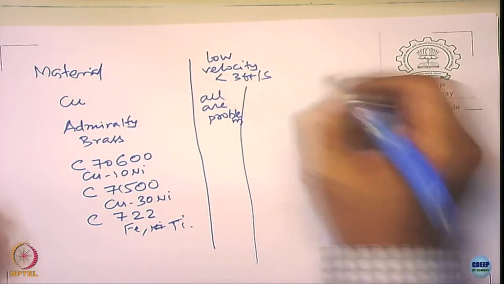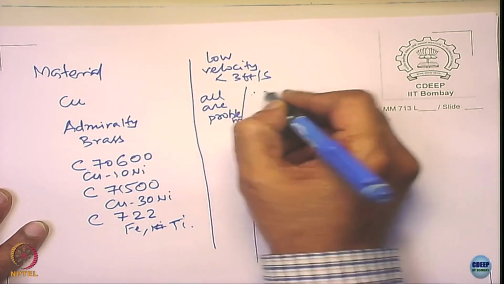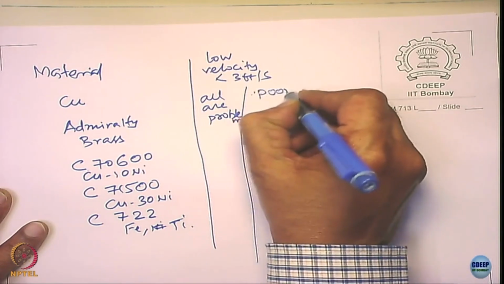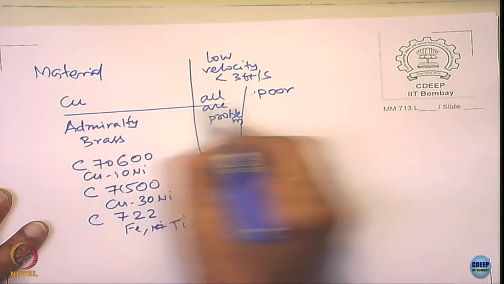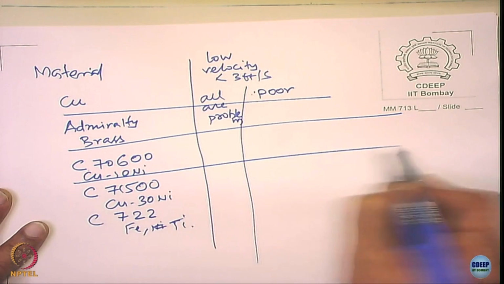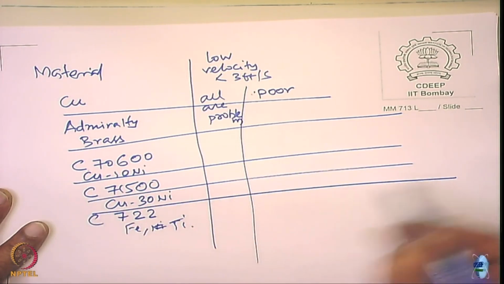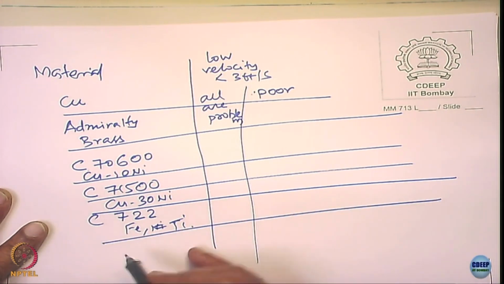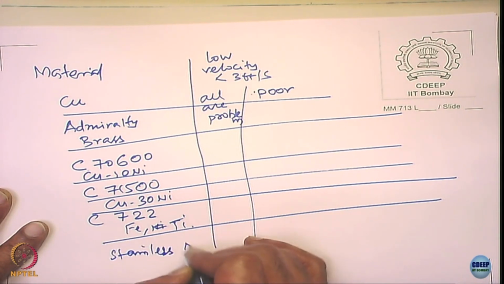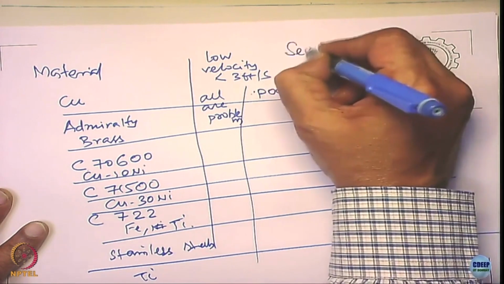So if you want to rank it in terms of the properties, I say this is poor. I mean, in terms of the erosion corrosion resistance, I would say copper is going to be here, okay. And of course, you can also go for stainless steels, or titanium alloys, okay. So maybe in seawater.